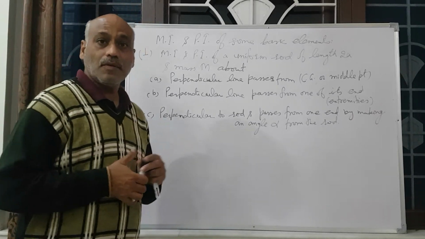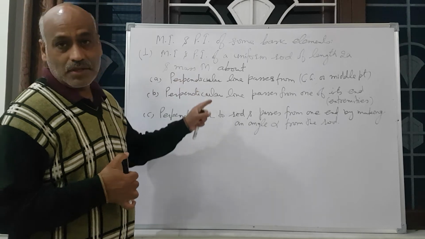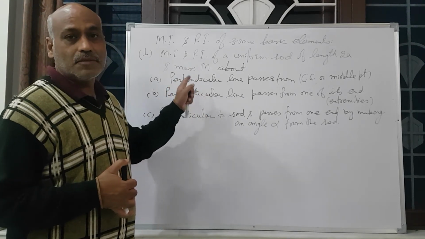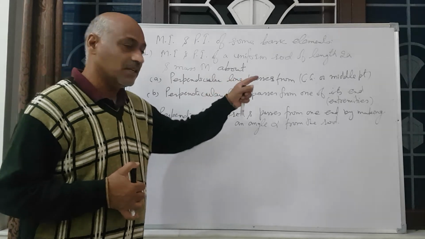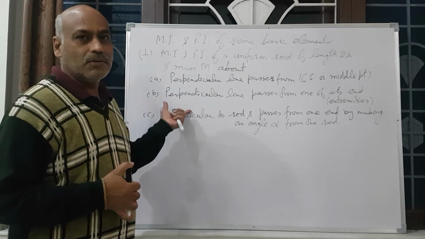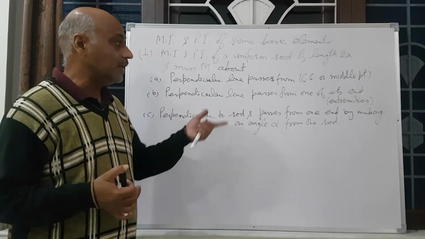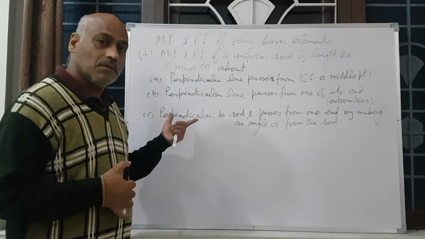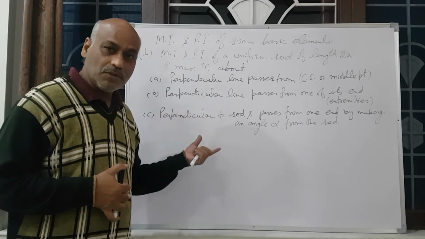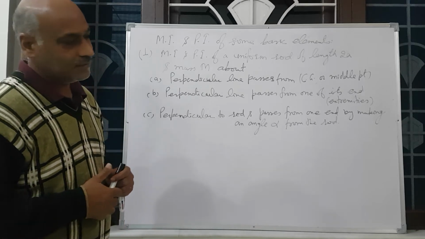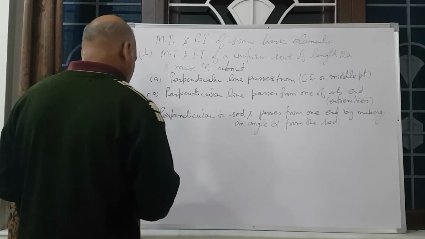First, we have to find the moment of inertia about a perpendicular line which passes through the center of gravity or middle point. The second is the perpendicular line passing through one end of this rod, and the third is a line passing through the end point but making an angle alpha with the rod. Okay, so we have to find it like this.